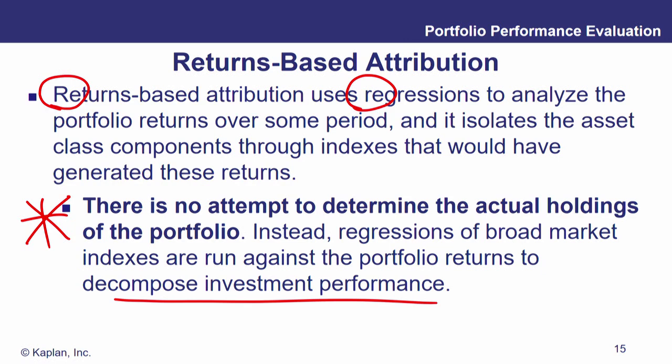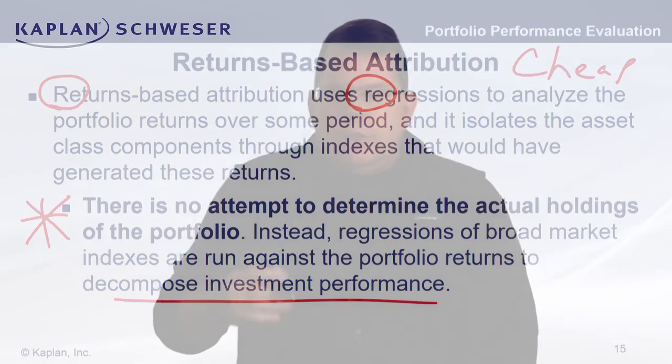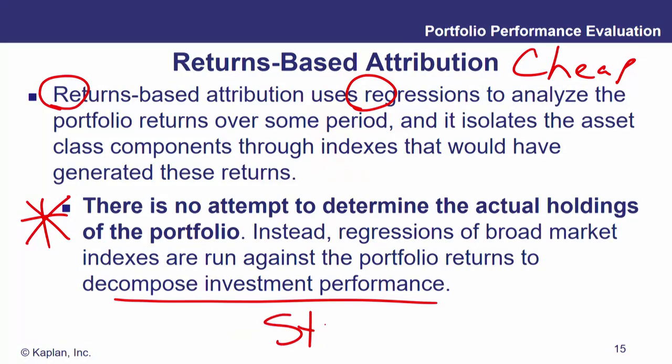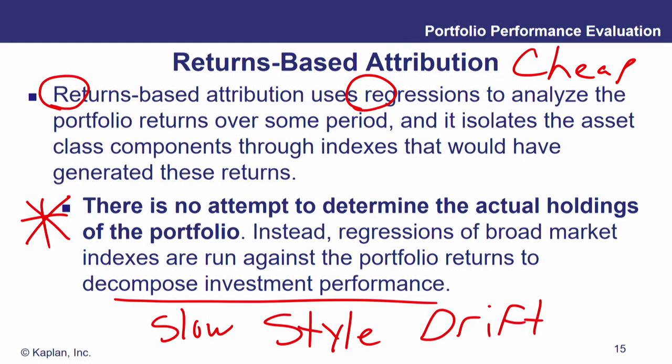Okay? Running regressions, it's cheap, it's easy, it's available. Those are all advantages, but the disadvantage is you never looked at the actual holdings of my portfolio. So what I want you to think about, since you never looked at my portfolio, is that this is going to be slow to detect style drift. Okay, you said you were a value manager. Why are you buying all these growth stocks? It's not going to show up very quickly through returns-based attribution.